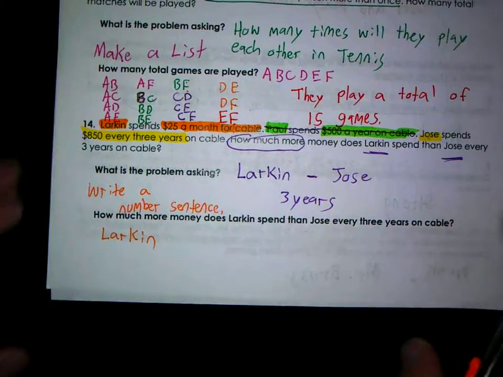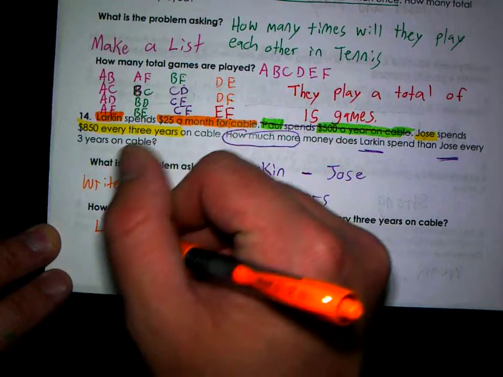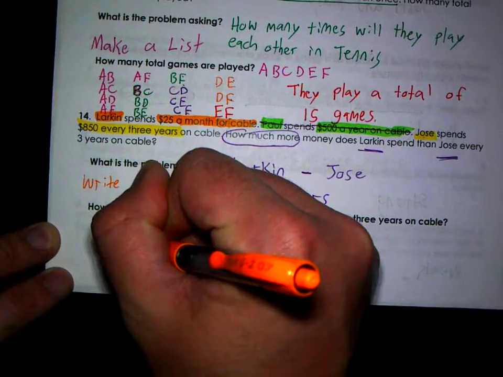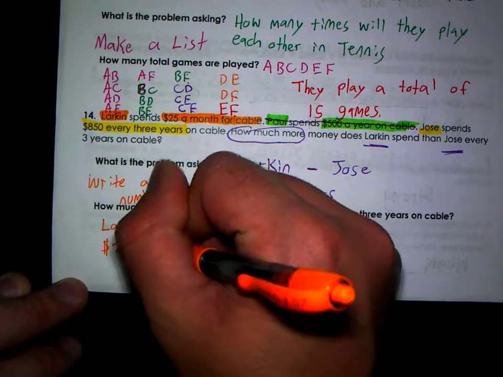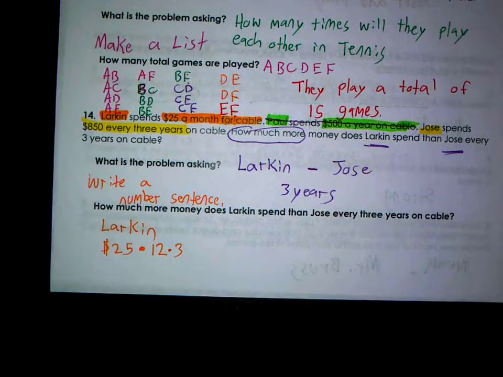Larkin spends $25 a month for cable. So I'm going to take 25 times, and that's per month. How many months are in a year? 12. And how many years? 3 years. So that's going to be 25 basically times 36. So it's $25 every single month. And there's 12 months, and we're talking about 3 years. So what is 25 times 36?